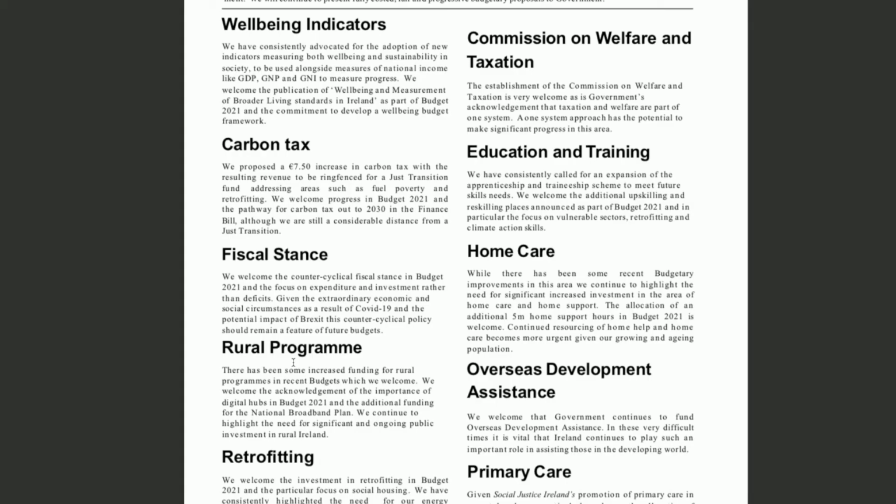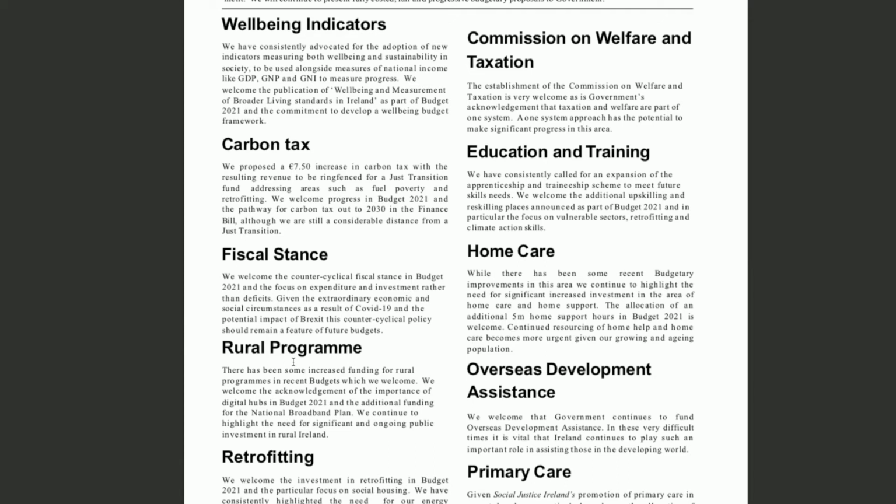We welcome the money that was invested in the budget in retrofitting and the commitment there. But again, we look forward to seeing this policy being further resourced and developed and scaled up. Retrofitting is a critically important issue, and it needs to be progressed substantially.